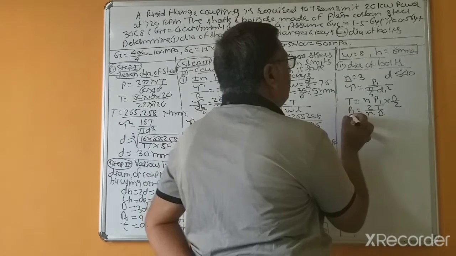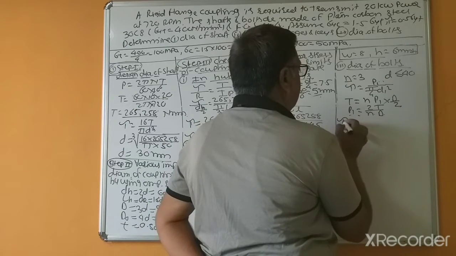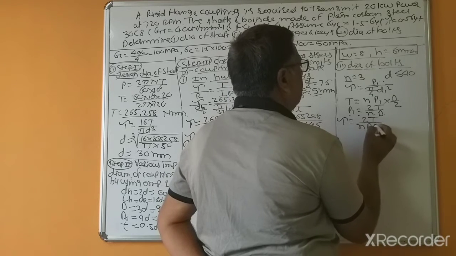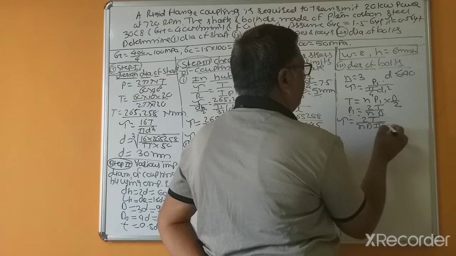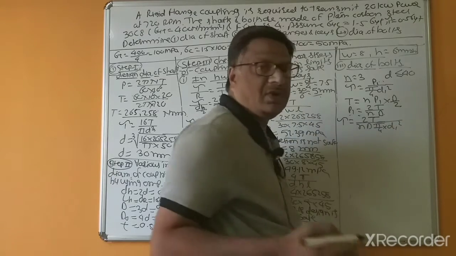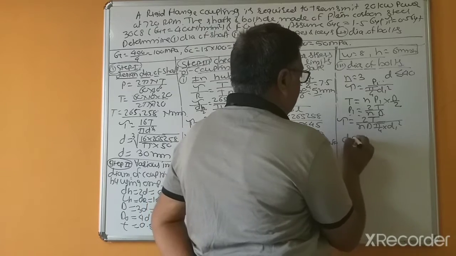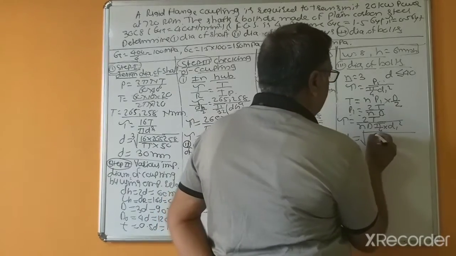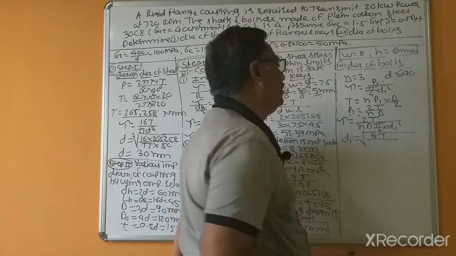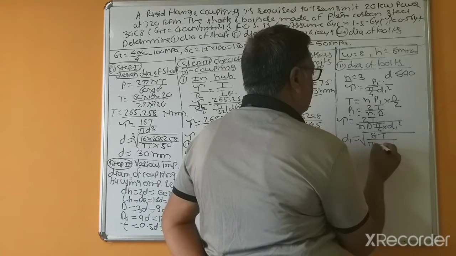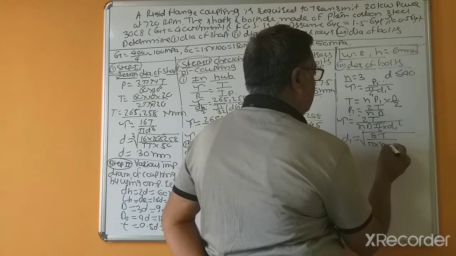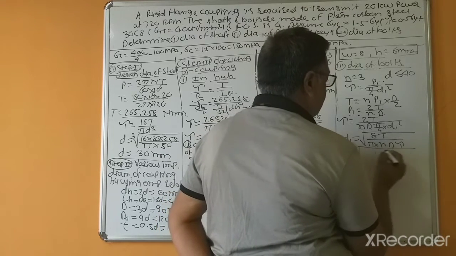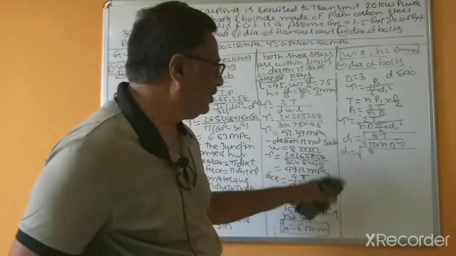Now we put this value in the formula: tau equals 2T divided by N D multiplied by pi by 4 D1 squared. We can modify this formula by cross multiplication: D1 equals under root 8T divided by pi into N into D multiplied by tau. This gives the diameter of the bolts as per the direct shear stress.